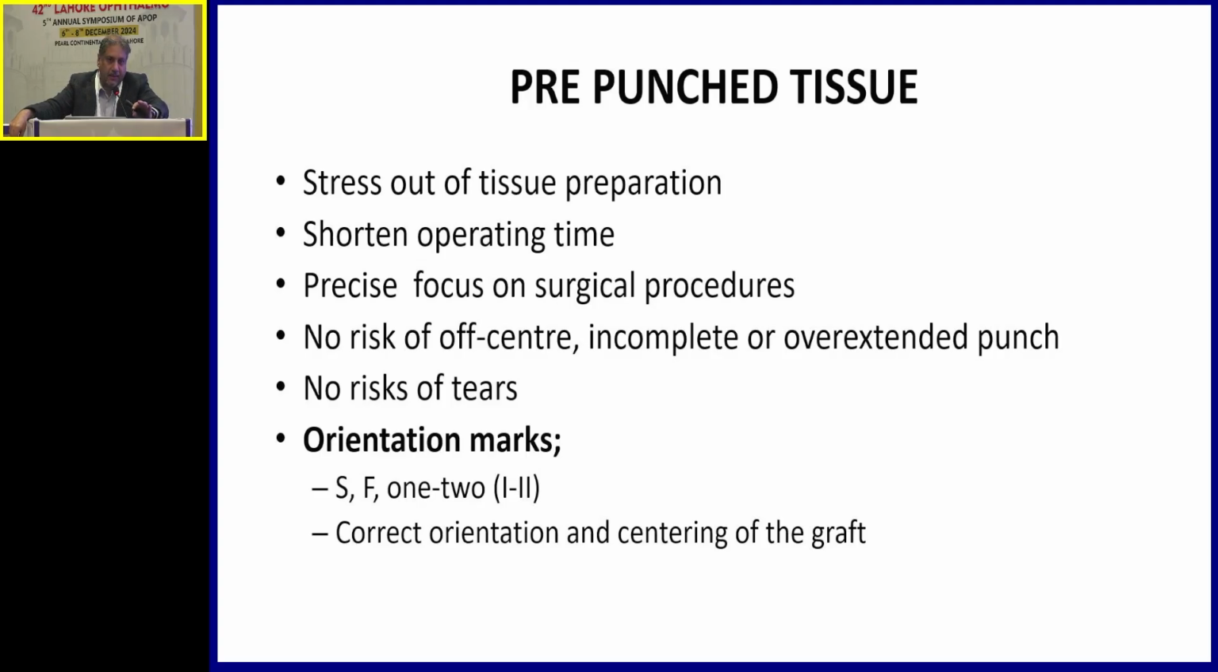tissue gets some tear when we prepare or harvest the donor tissue. So when we get the pre-punched tissue, it relieves the stress of tissue preparation. It shortens the operating time. The surgeon has a precise focus on the surgical procedure. No risk of off-center, incomplete, or overextended punching.